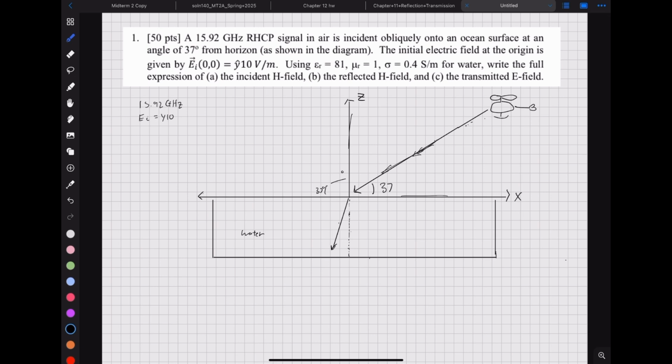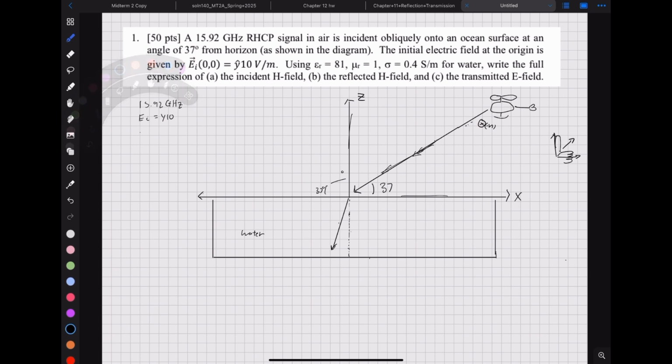Using the right hand rule, we have X, our fingers pointing this way, our Z, our thumb pointing up, and then our Y, where our palm is going to be pointing into the page. So this is our X, this is our Z, in a three-dimensional way. So Y is going into the page, so it's clear for people.